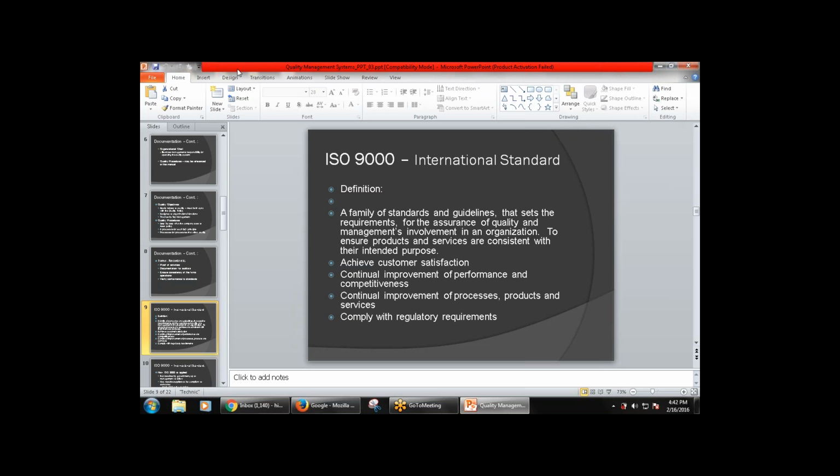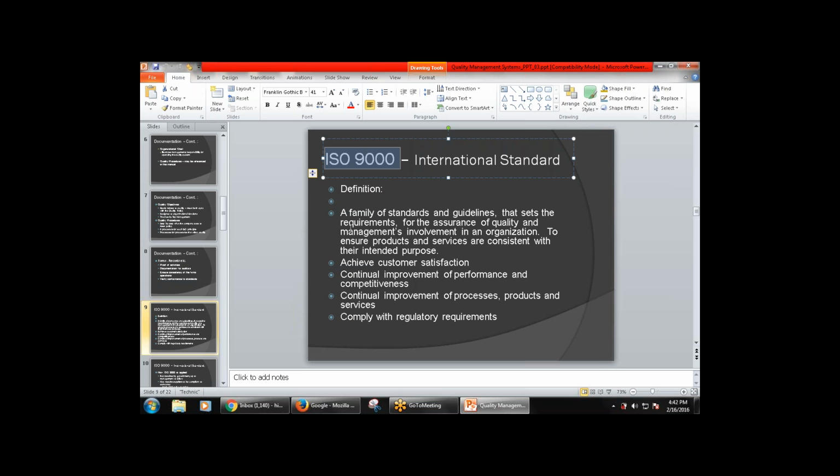So what is the main purpose for which the products and the services are carried out? That is defined in the ISO 9000. ISO 9000 is nothing but a family of standards and guidelines that sets the requirements. There are multiple requirements and guidelines available in the ISO 9000 for the assurance of quality and management involvement in an organization.